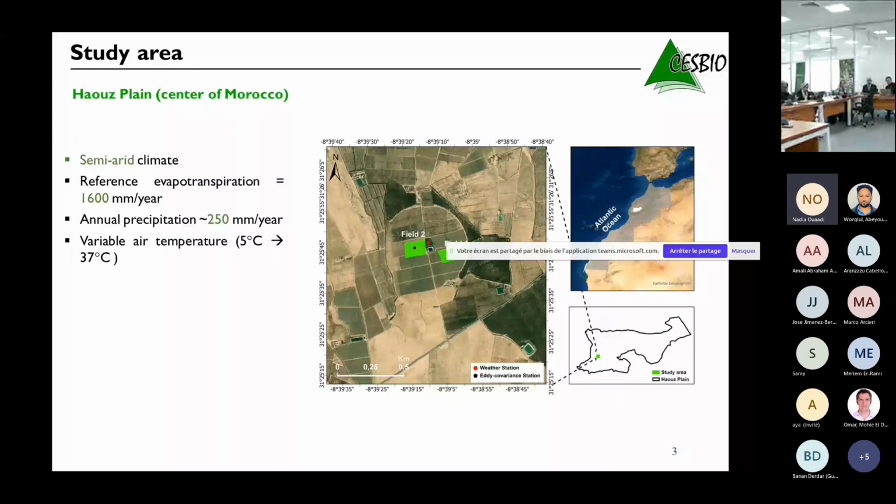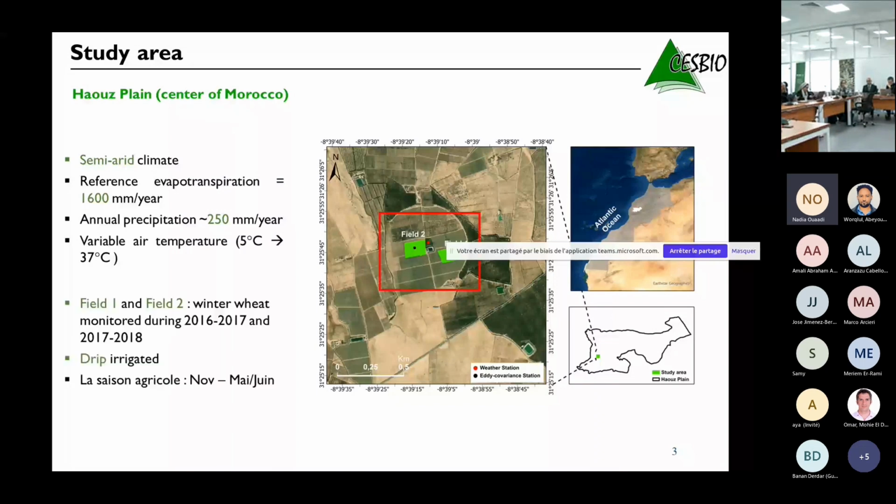So we'll start with the presentation of the study area. Our study area is in the center of Morocco in the Haouz Plain, which is characterized by a semi-arid climate, with a high reference evapotranspiration against a limited annual precipitation. In a private farm, we have monitored 2 winter wheat fields irrigated using the drip technique and monitored during 2 agricultural seasons, 2016-2017 and 2017-2018.